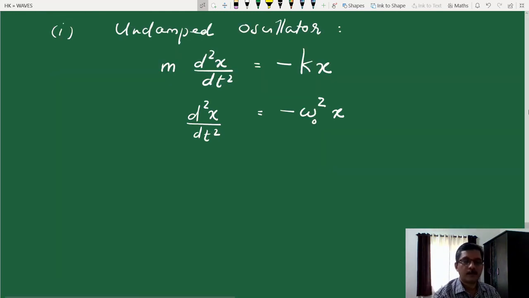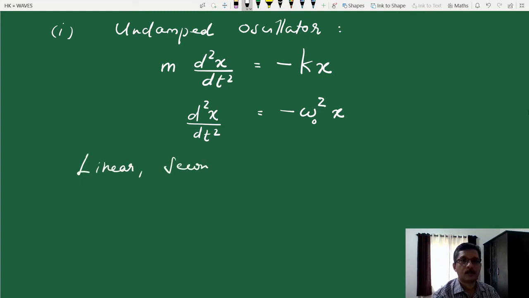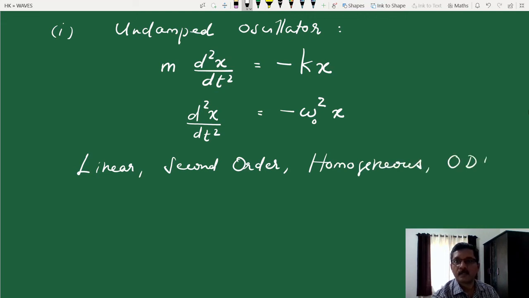So this type of differential equation is, we can say, a linear, second order, homogeneous ordinary differential equation. Okay, ODE, ordinary differential equation.